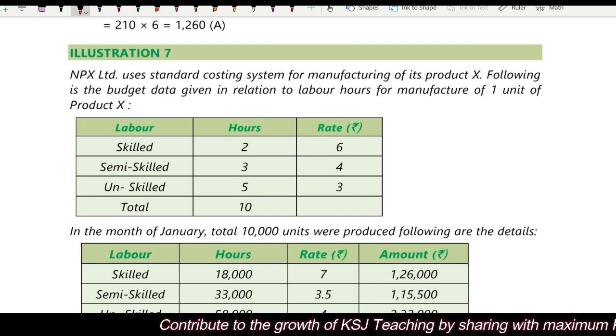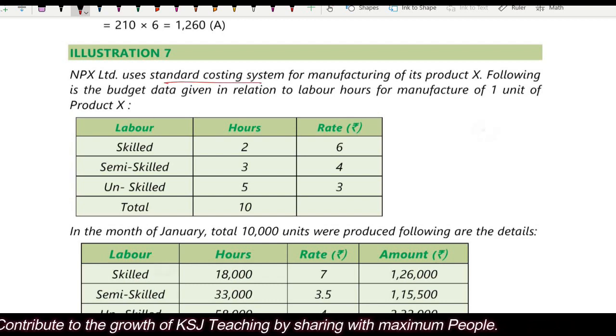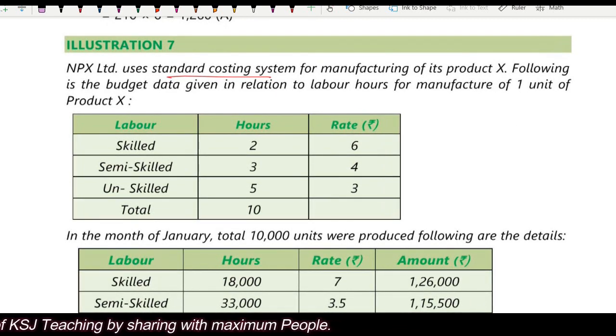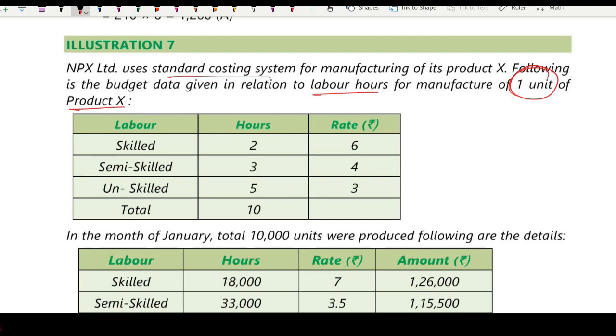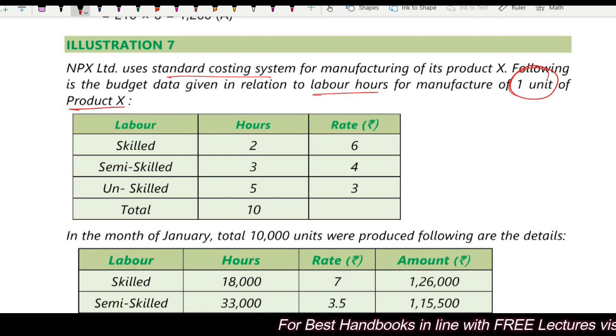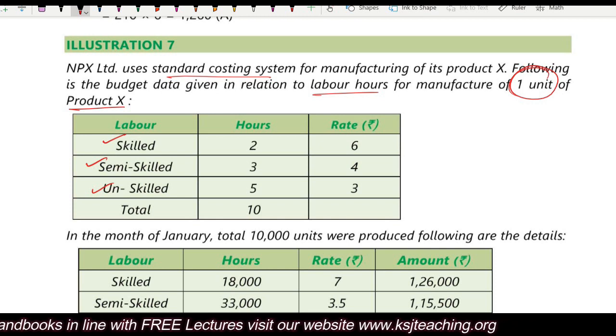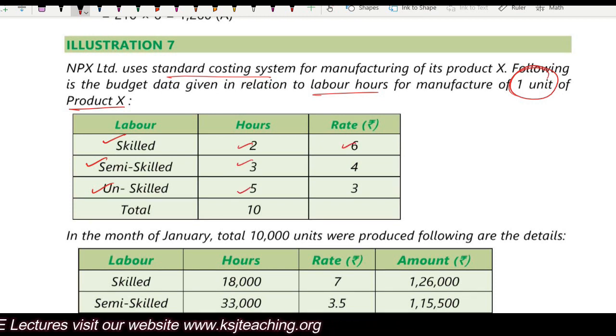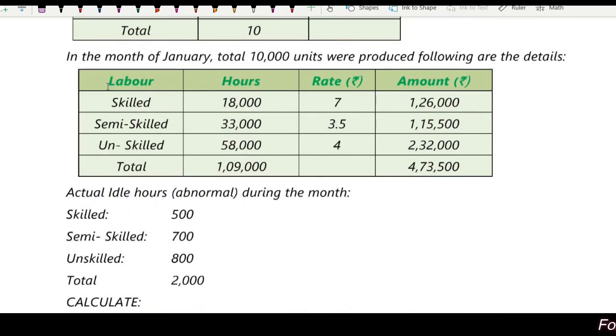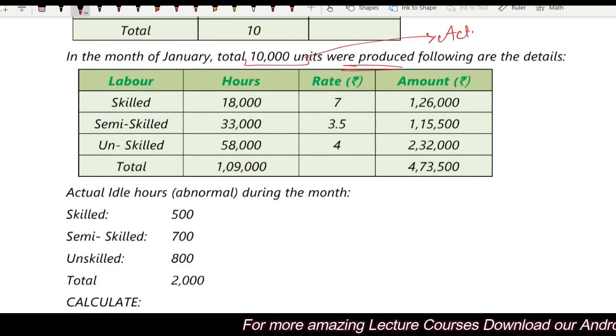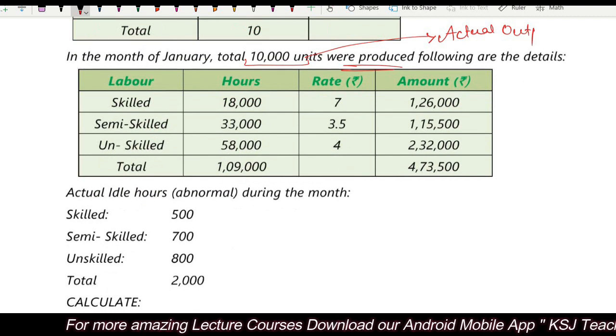NPX Limited uses the standard costing system for manufacturing its product. The following is the budget data given in relation to labor hours for the manufacture of 1 unit of the product X, right? So to manufacture 1 unit of the product, this is the data given to you, that 3 types of labor: skilled, semi-skilled and unskilled. Standard hours are given for the manufacturing of 1 unit, that is 2, 3 and 5. The standard rate is given 6, 4 and 3. In the month of January, total 10,000 units were manufactured. Now this 10,000 becomes your actual output.